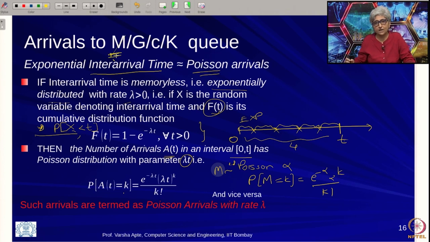We have to remember this: anytime you see that the queue says M in the inter-arrival distribution, that just means that the number of arrivals in an interval 0 to t has Poisson distribution, and sometimes as a shortcut we describe these arrivals as Poisson arrivals with rate lambda. We do not say the number of arrivals A(t) in an interval 0 to t has Poisson distribution, as this is too long. We just say arrivals are Poisson or the queue has Poisson arrivals with rate lambda. This is very useful; you will see later why this relationship is useful.